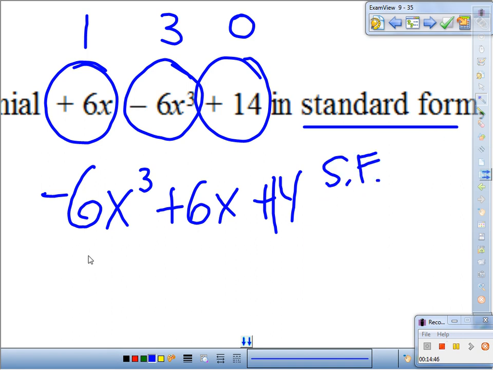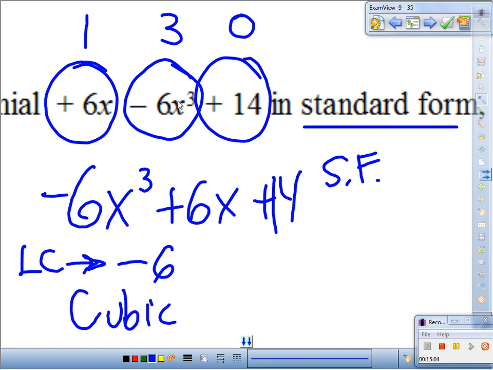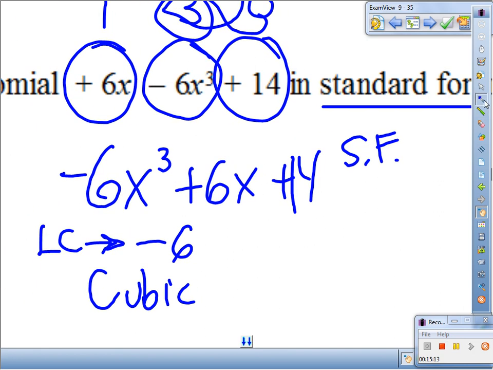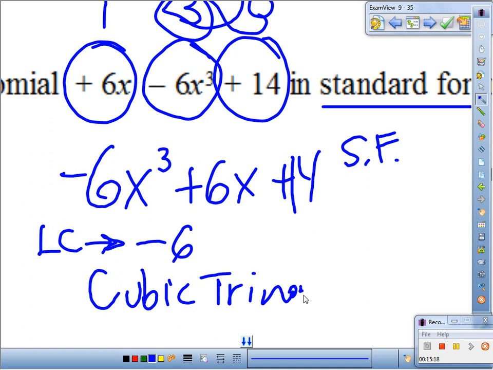There it is. Leading coefficient, now that it's in standard form, we go with the first part, which is the number multiplying the variable, so it's negative 6. And what is the name of this polynomial? Addie, go. Cubic, is the highest degree 3? Yes, it's 3. So that's how we get cubic. How many terms do we have? 1, 2, 3. So it is a trinomial.